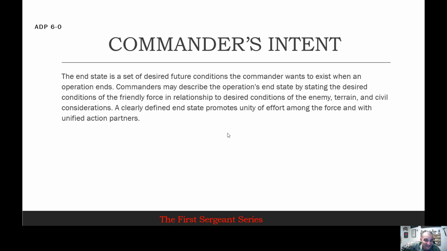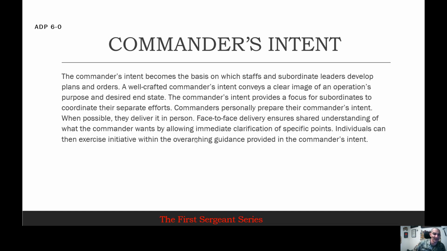The end state is a set of desired future conditions the commander wants to exist when an operation ends. Commanders may describe the operation's end state by stating the desired conditions of friendly forces in relationship to desired conditions of the enemy, terrain, and civil considerations. A clear, defined end state promotes unity of effort among the force and with unified action partners. The commander's intent becomes the basis on which staff and subordinate leaders develop plans and orders. All right, so a well-crafted commander's intent conveys a clear image of the operation's purpose and desired end state, okay? The commander's intent provides a focus for subordinates to coordinate their separate efforts.